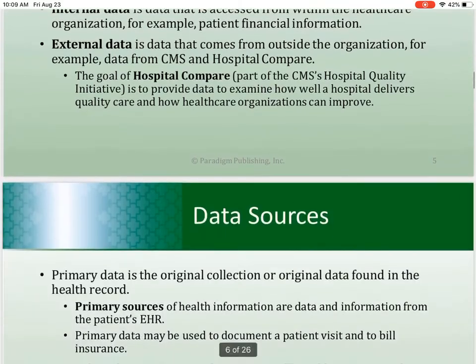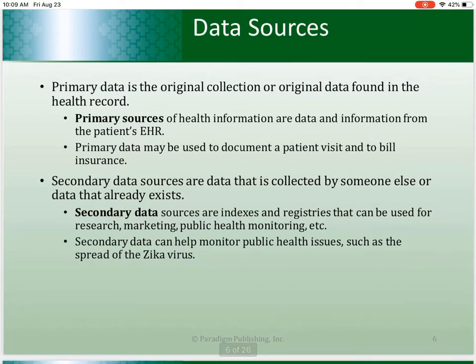All right, let's talk about data sources. So there's 2 kinds of data sources. You have your primary source and your secondary source, and you should be getting glimpses of this coming back into your brain from health records. But primary sources is going to be the patient's information and their information coming from their record. So it's the information that's actually collected and put into their medical record.